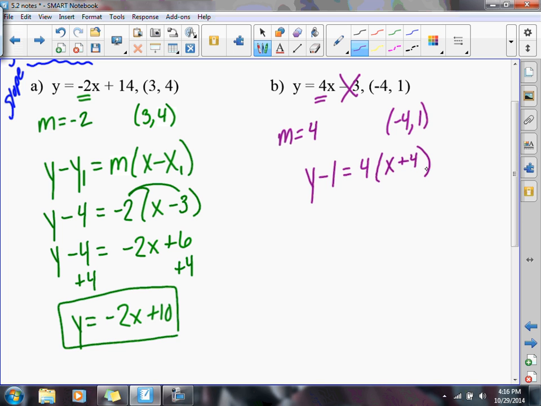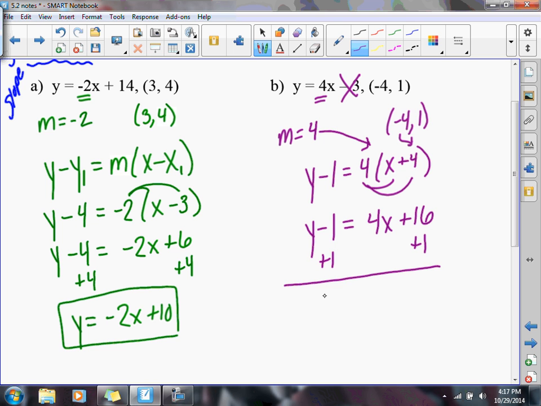So I know we have two 4's here. This 4 goes in there for the slope. Oops. This 4 goes in here with the x. Okay? All right, now I have to distribute and then put it into slope-intercept form. So I'm going to have 4x plus 16, and then I'll add the 1 over so that the y is all by itself. 4x plus 17. There we go.